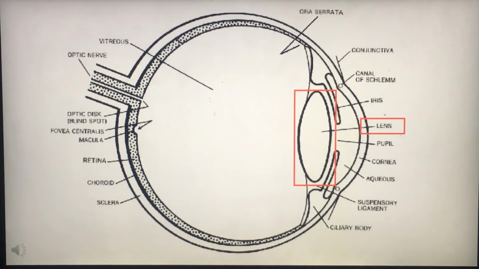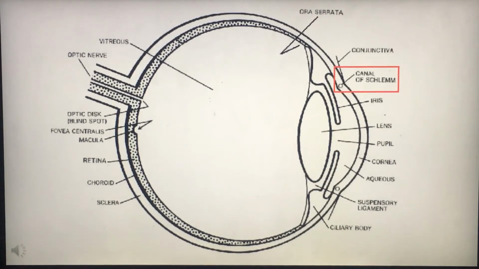The lens gets fatter when we focus at near to converge the rays of light to the closer working distance. Sometime around the age of 40, the ability to change shape and focus at near decreases. When this occurs, reading glasses or bifocals can be prescribed by an eye care professional.